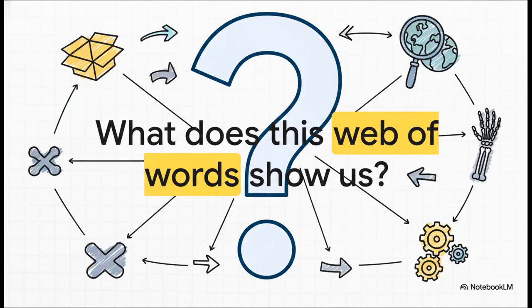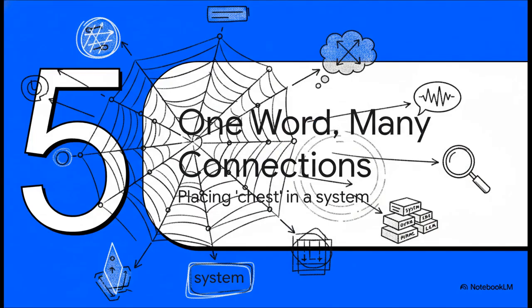So what's the point of all this? What does this web of words really prove? Well, it shows us that language isn't static. It's alive. We take core ideas, like a box or a body part, and we build on them, creating shortcuts and colorful new ways to talk about our world. Okay, for our last section, let's zoom all the way out. Section 5, one word, many connections. Let's see how chest fits into a bigger, more organized system.